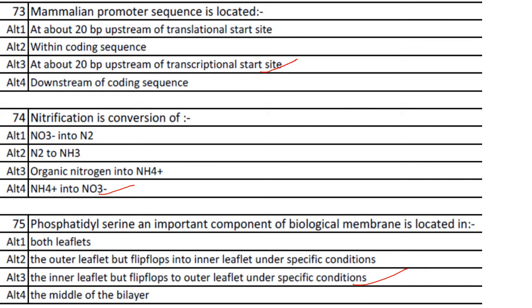The next one. Phosphatidylserine, an important component of biological membrane, is located in. So it is located in the inner leaflet but flip-flops to the outer leaflet under specific conditions. So phosphatidylserine is an anionic phospholipid that is usually localized in the inner leaflet of the plasma membrane. But the enzyme scramblase catalyzes the externalization of phosphatidylserine to the outer leaflet of the plasma membrane during apoptosis or cellular stress condition.